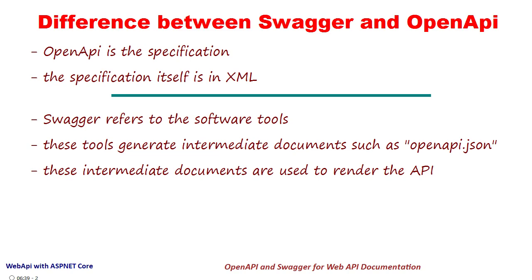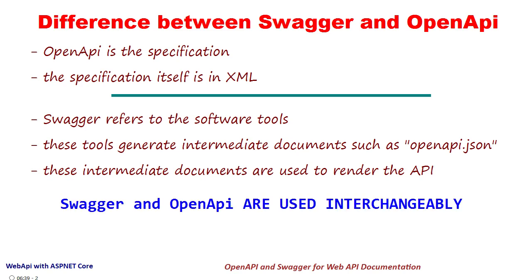So OpenAPI is the specification and Swagger is the software part that implements that specification. Many developers use the two terms interchangeably, so OpenAPI and Swagger are used interchangeably in day-to-day life. These two terms together refer to the applications that generate the documentation and to those that present them and to the rules that are used to generate the documentation.